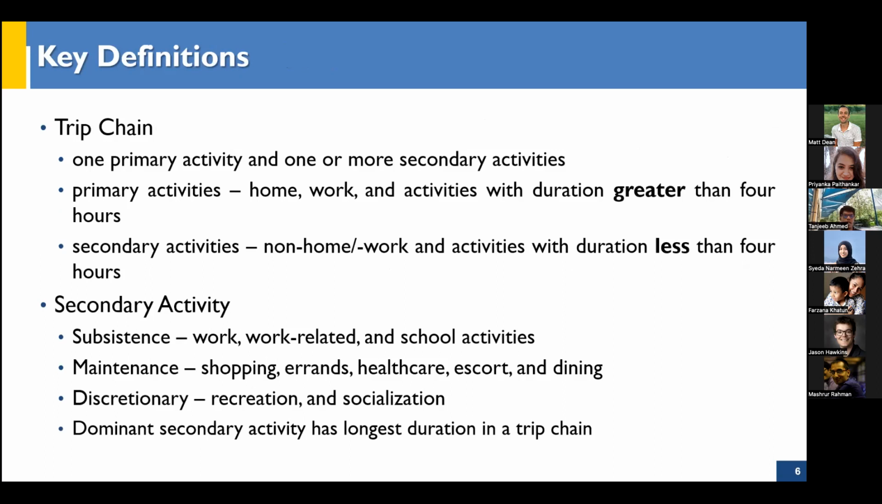So we define trip chains as a series of trips having one primary activity and one or more secondary activities. And we define the primary activities as home and work and any other activity with a duration greater than 4 hours. And all the secondary activities in a trip chain are non-home or non-work activities which are less than 4 hours. In each trip chain, there could be several secondary activities of different types. We group them into three categories: subsistence, maintenance, and discretionary. We select the dominant secondary activity in a trip chain as the one with the longest activity duration in that trip chain.